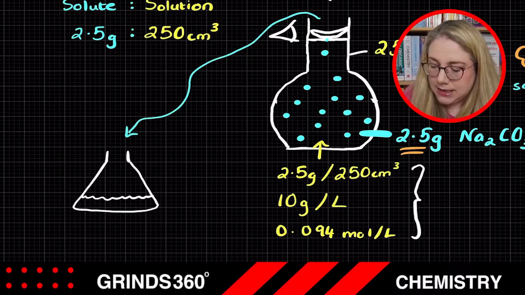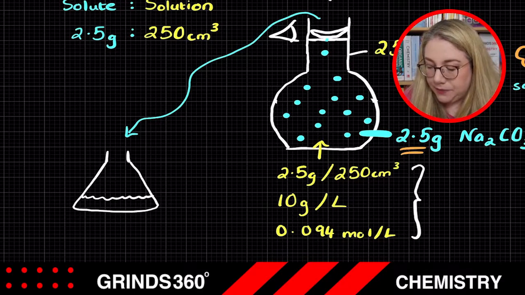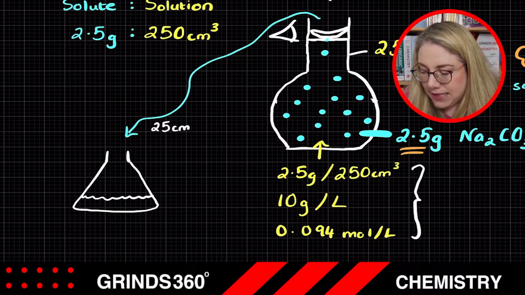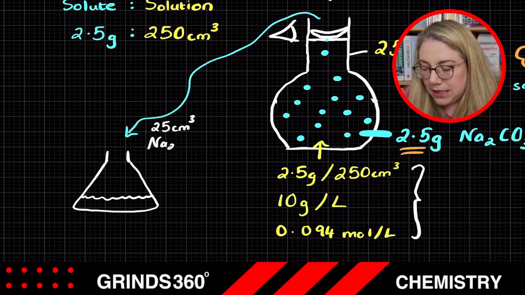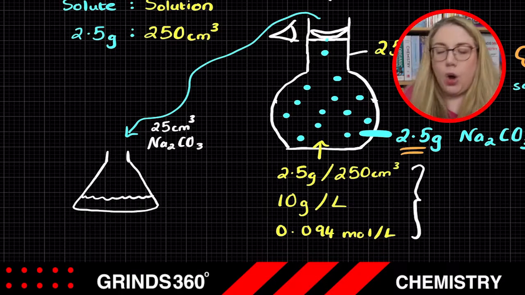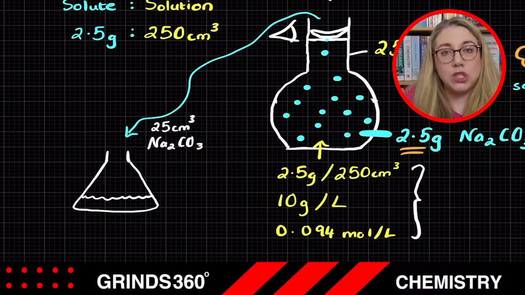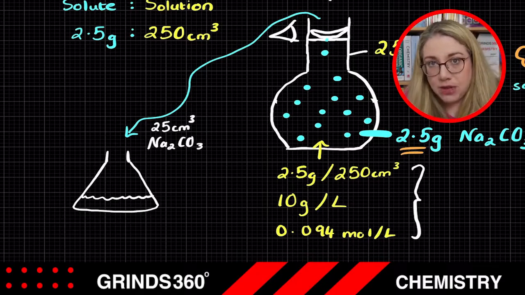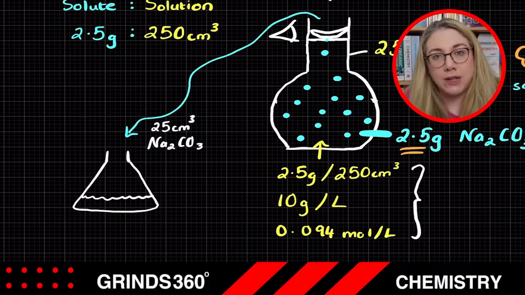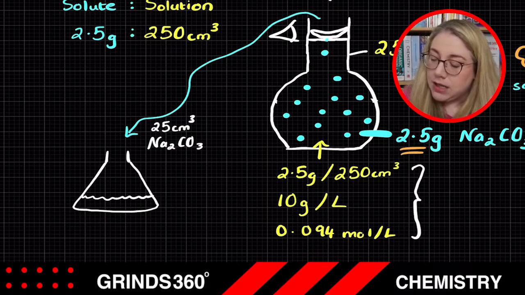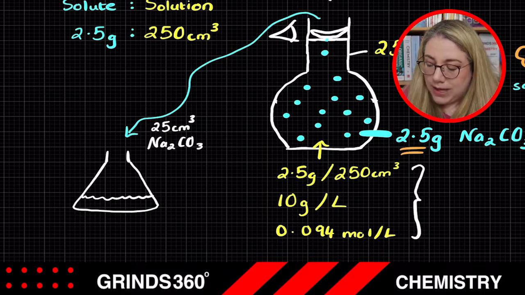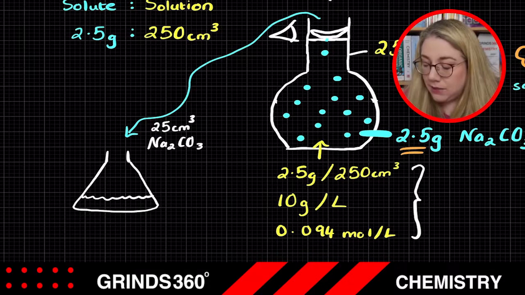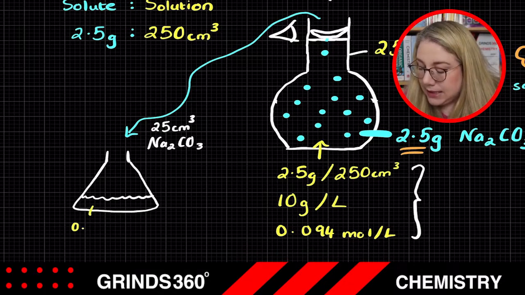Now, pipettes are designed to deliver a certain fixed amount of liquid. So if this delivers 25 centimeters cubed of the sodium carbonate solution into the conical flask, all you have done is moved your liquid from one place to another. The concentration has not changed. When you move the liquid from one place to another, the concentration stays the same. The only way the concentration is going to change is if you add water or remove water. So here, the concentration of what went into that conical flask is the same as the volumetric flask. So we know that it is 0.094 moles per litre.